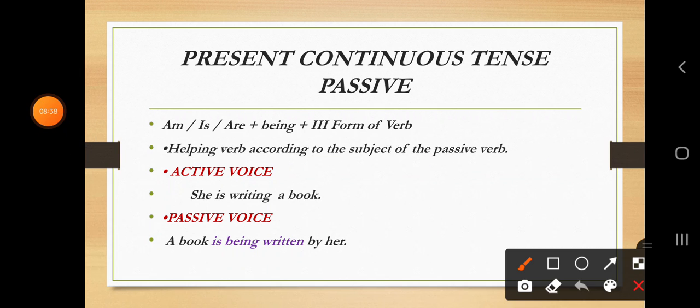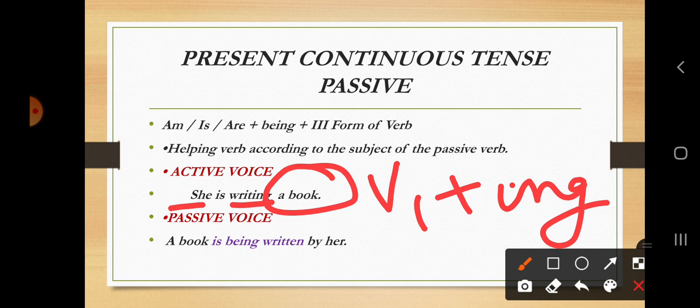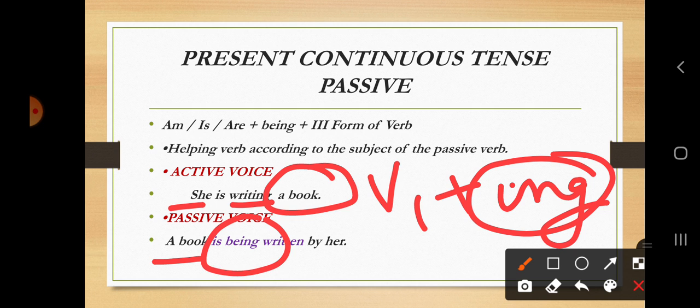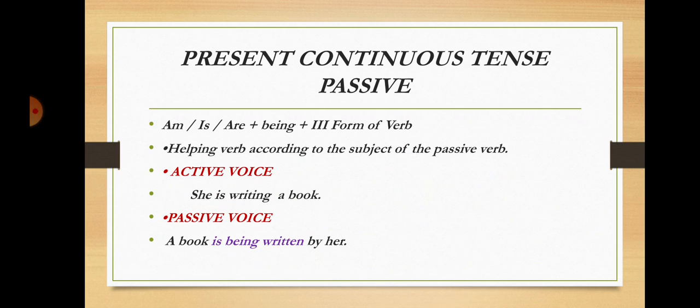Let's have example. She is writing a book. She is subject and writing is verb, the first form plus ing. A book is object. So object will come on the first place, a book, and a book is singular so we will use is. A book is, and this ing will be here being, and verb the first form will be verb the third form. By she will be changed into her. I hope you guys understand. She is writing a book: a book is being written by her.